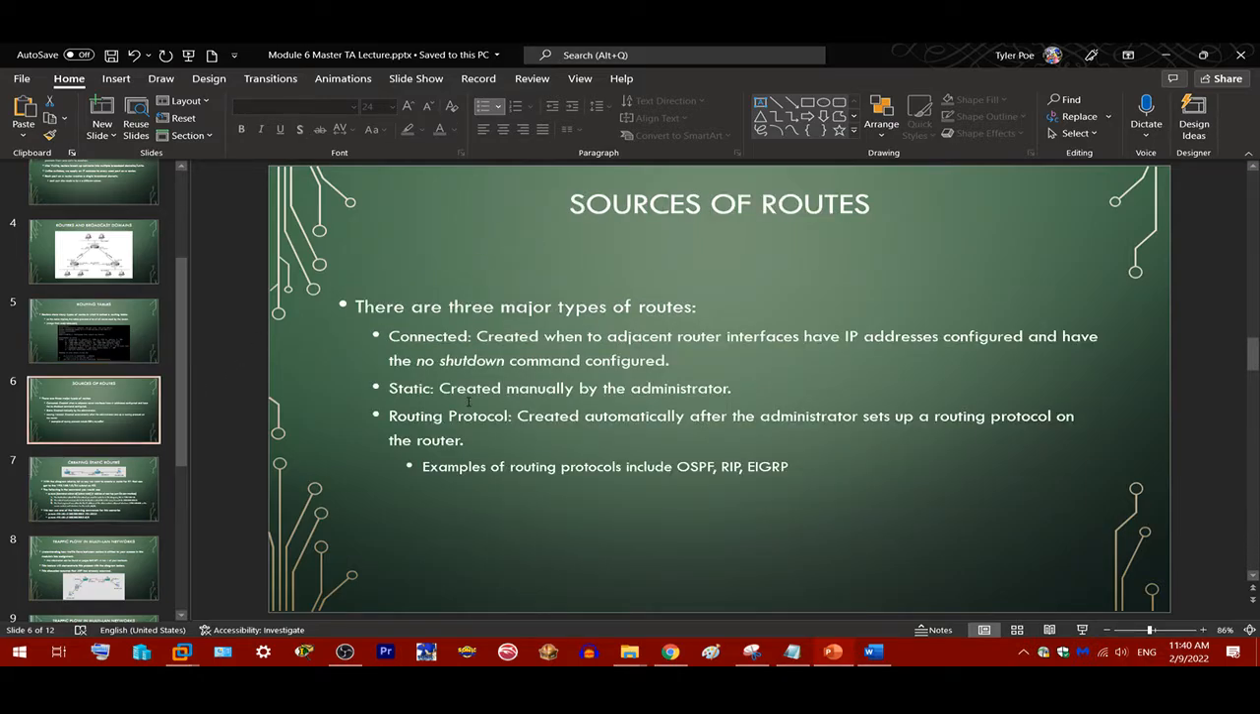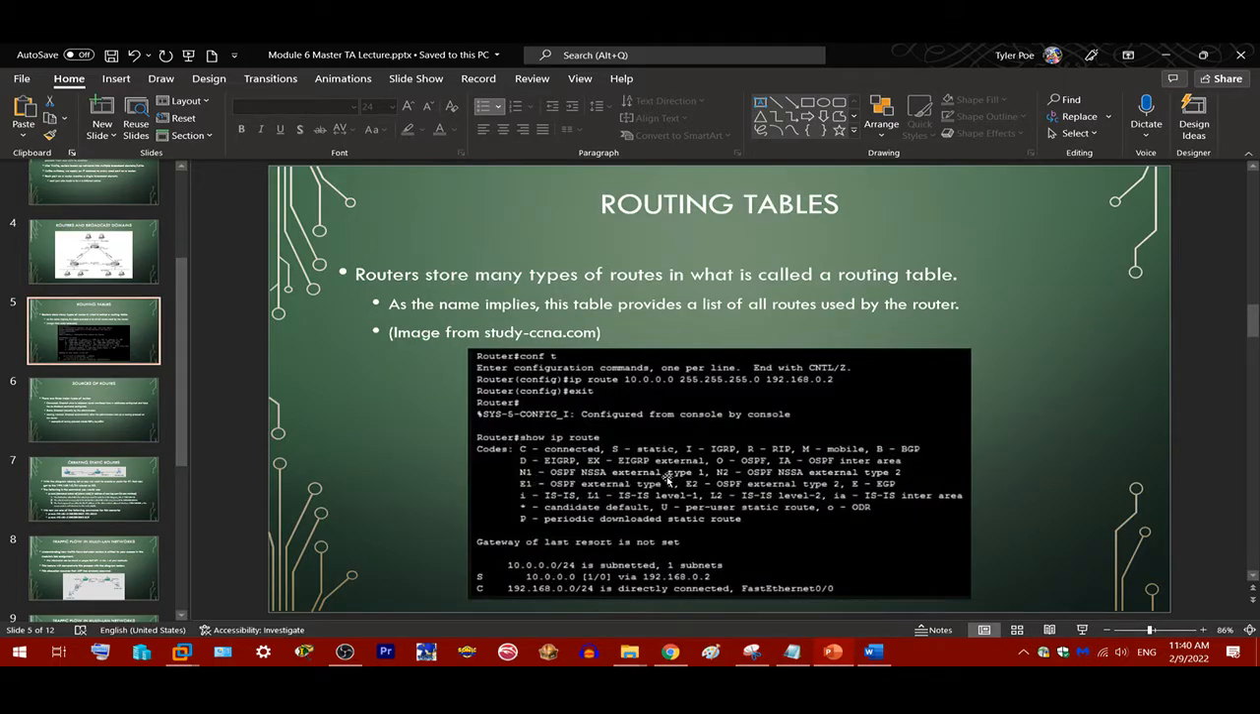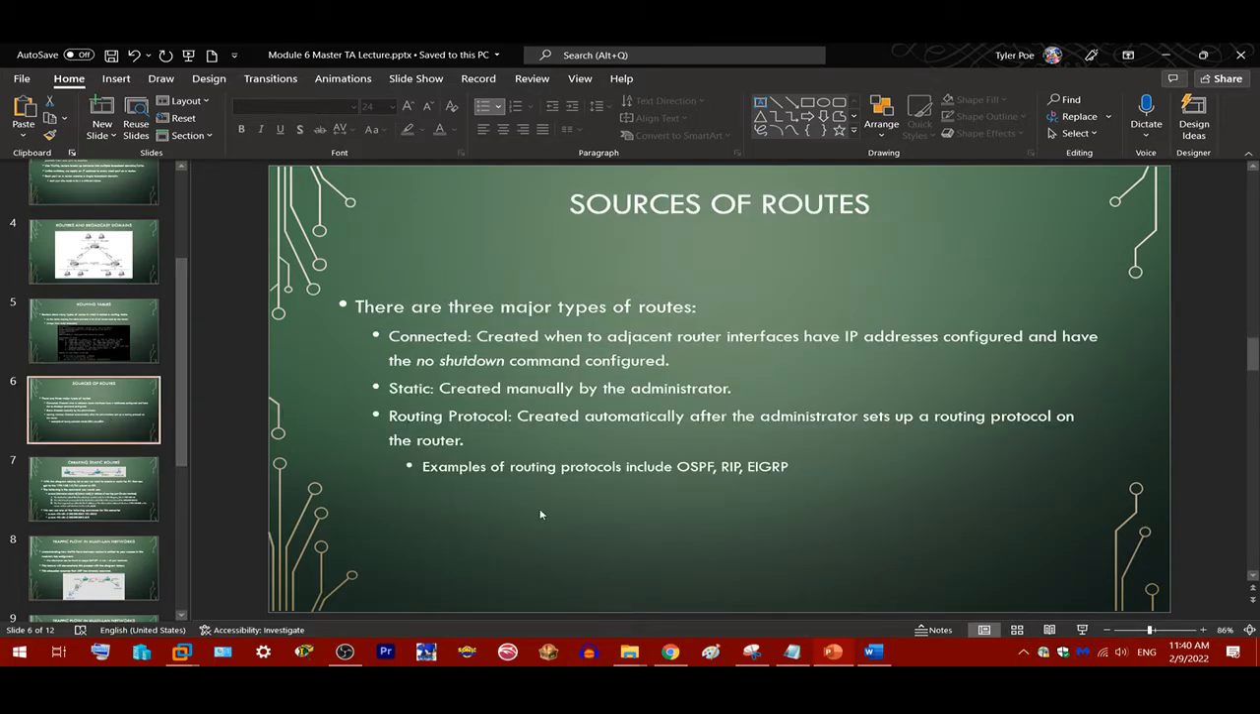So static routes, on the other hand, are created manually by the administrator. They're a bit more complicated to create, and I'll be discussing them in the next slide, but you notice here that S, the code S, represents a static route. So it goes by a subnet via, it shows the subnet that's the destination, and then it shows the IP address that leads to that subnet, which I'll discuss in a minute.